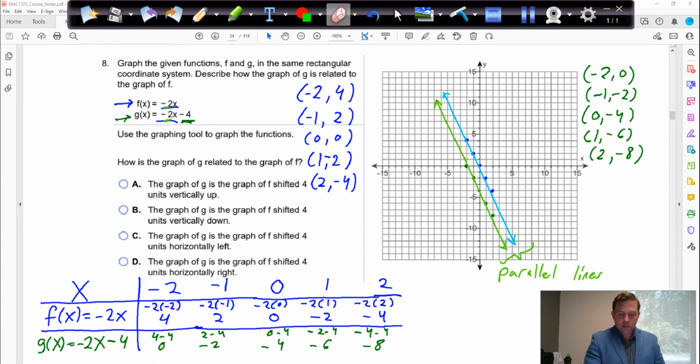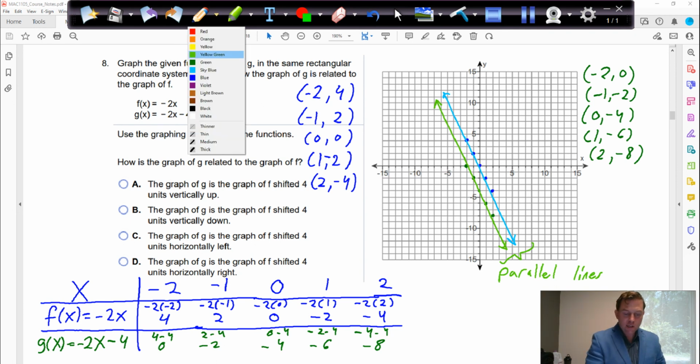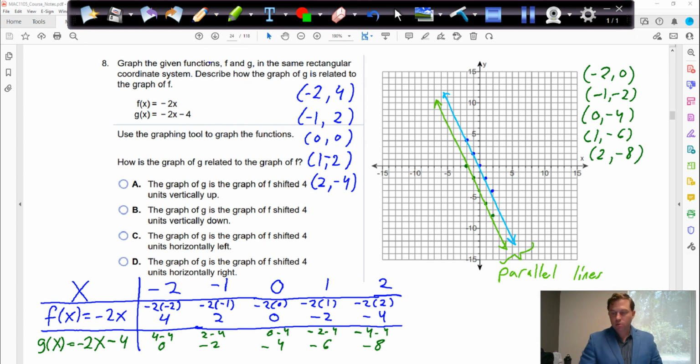But we also notice something interesting. What is the difference between the green and the blue line? The difference is that we just shifted the blue line down 4. In fact, there's an even faster way to do this problem, and that is just start with the blue line. So you do have to do the work of picking some x's and getting some y's and then plotting that blue line. But then to get the green line, all you have to do is go down 4 from the blue.